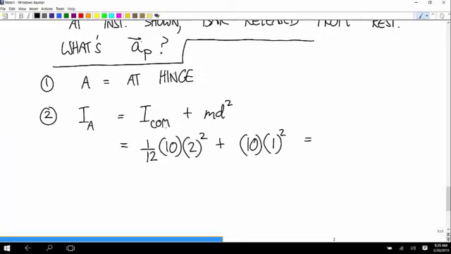And let's see, what do we get here? So that's 33 and 0.3 repeating plus 10, right? 0.3 repeating plus 10. So 13.3 repeating. What are the units of mass moment of inertia in SI units? Kilogram meter squared.